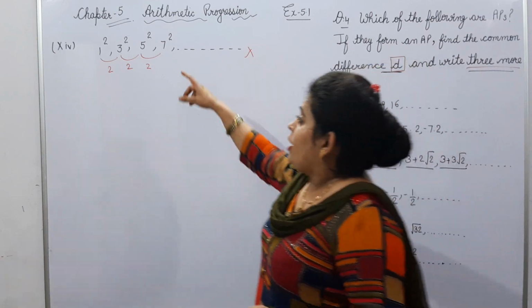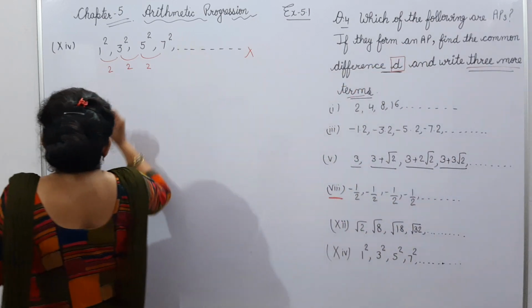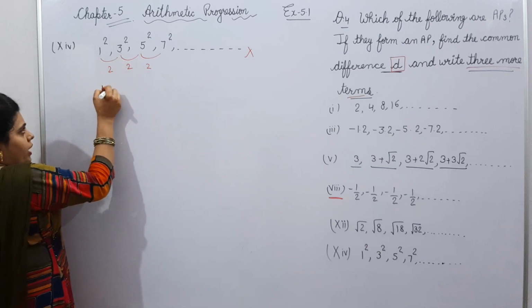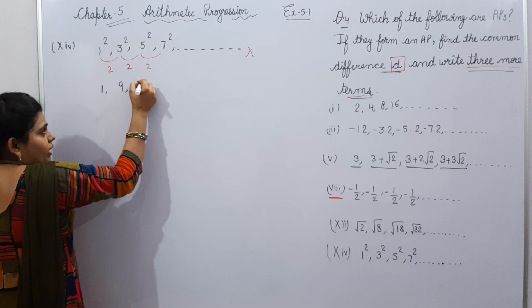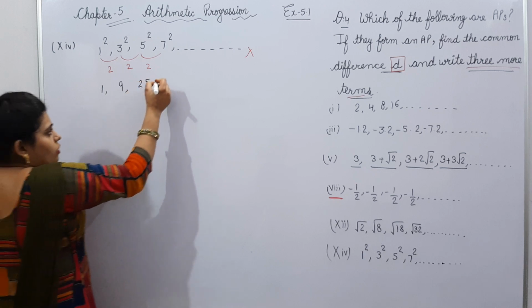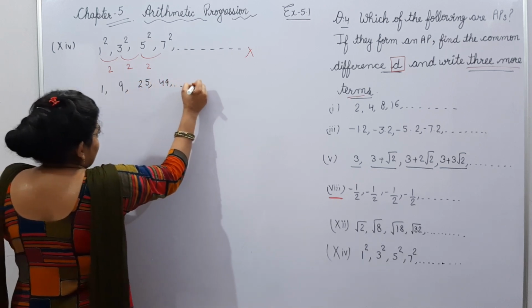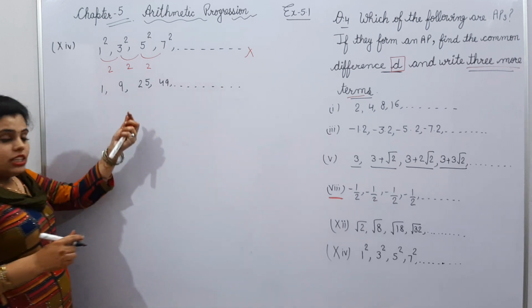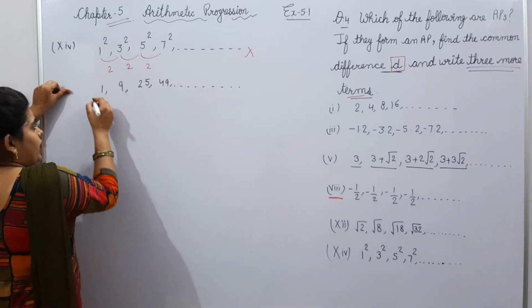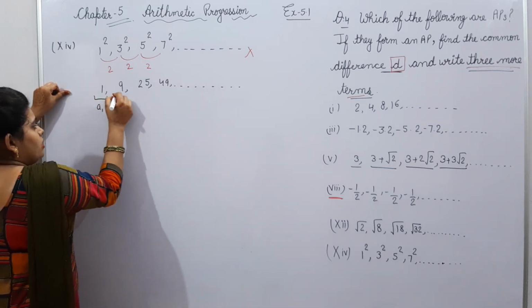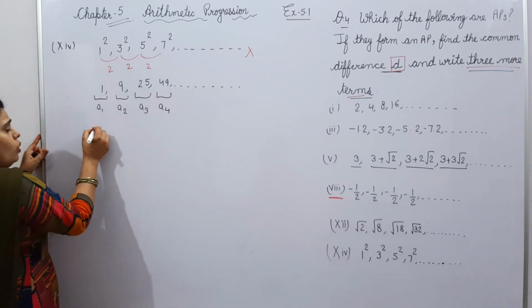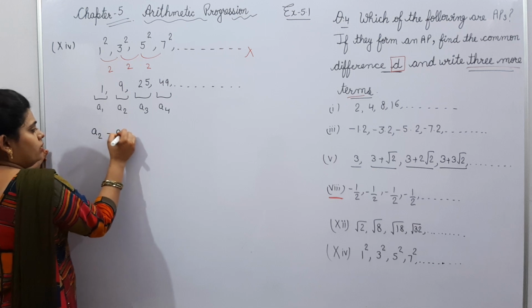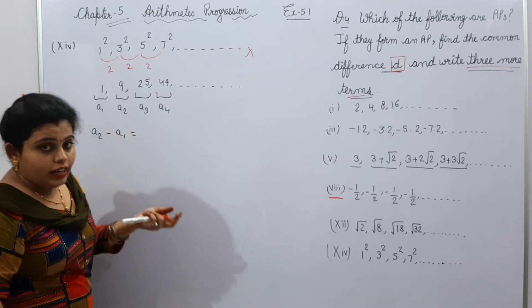First of all, we have to solve the square of these numbers. 1 square is 1. 3 square 9. 5 square 25. 7 square 49. Now this will be a sequence. And from here, this is our A1. It will be A4. Now, A2 minus A1. We have to find difference again.